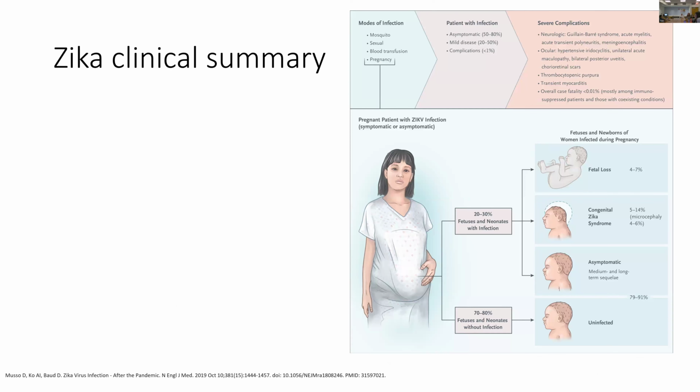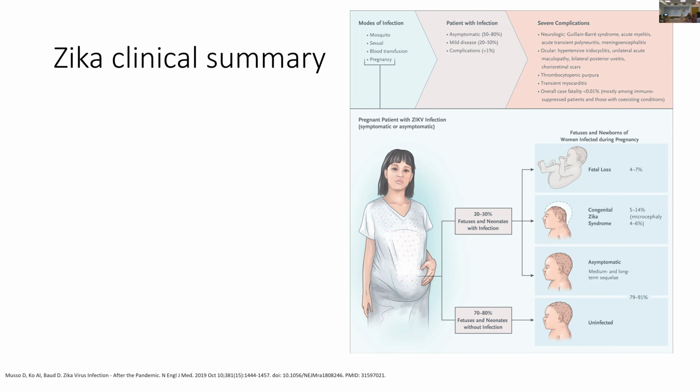So then, just a nice picture stolen from a review summarizing a lot of the clinical stuff. There are multiple modes of infection for Zika, most commonly from mosquito, but it can also be sexual, blood transfusion, or congenital. The vast majority of maternal cases will be asymptomatic. Those that are symptomatic will be mild. It's rare to have complications, less than 1%, but those complications do include Guillain-Barré, myelitis, polyneuritis, meningoencephalitis, ocular findings, thrombocytopenic purpura, myocarditis, and it's very, very rare to have maternal mortality from it.